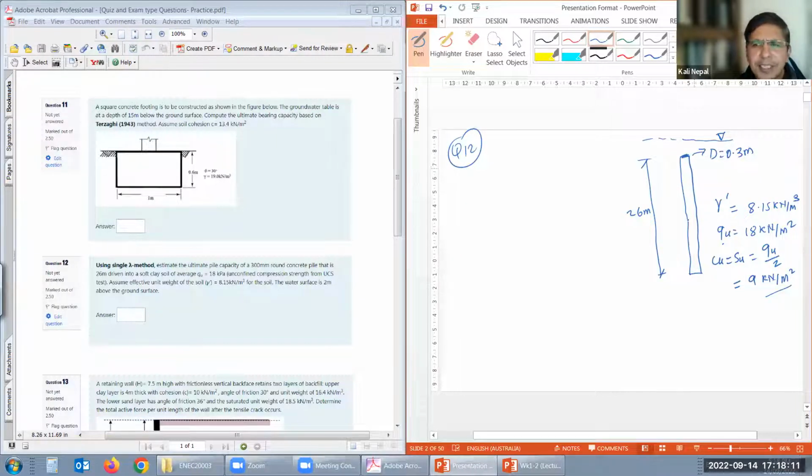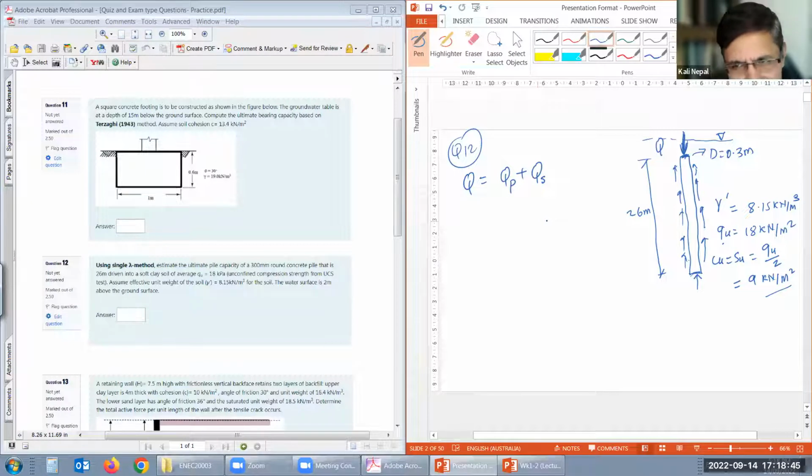What you need to find is the ultimate capacity of this pile. How much load can this pile carry? Q total. It will carry some part by the tip at the bottom, and some part by the shaft, the skin. It's a clay. So Q total would be Q point at the bottom plus Q at the shaft, or friction, whatever we call it.